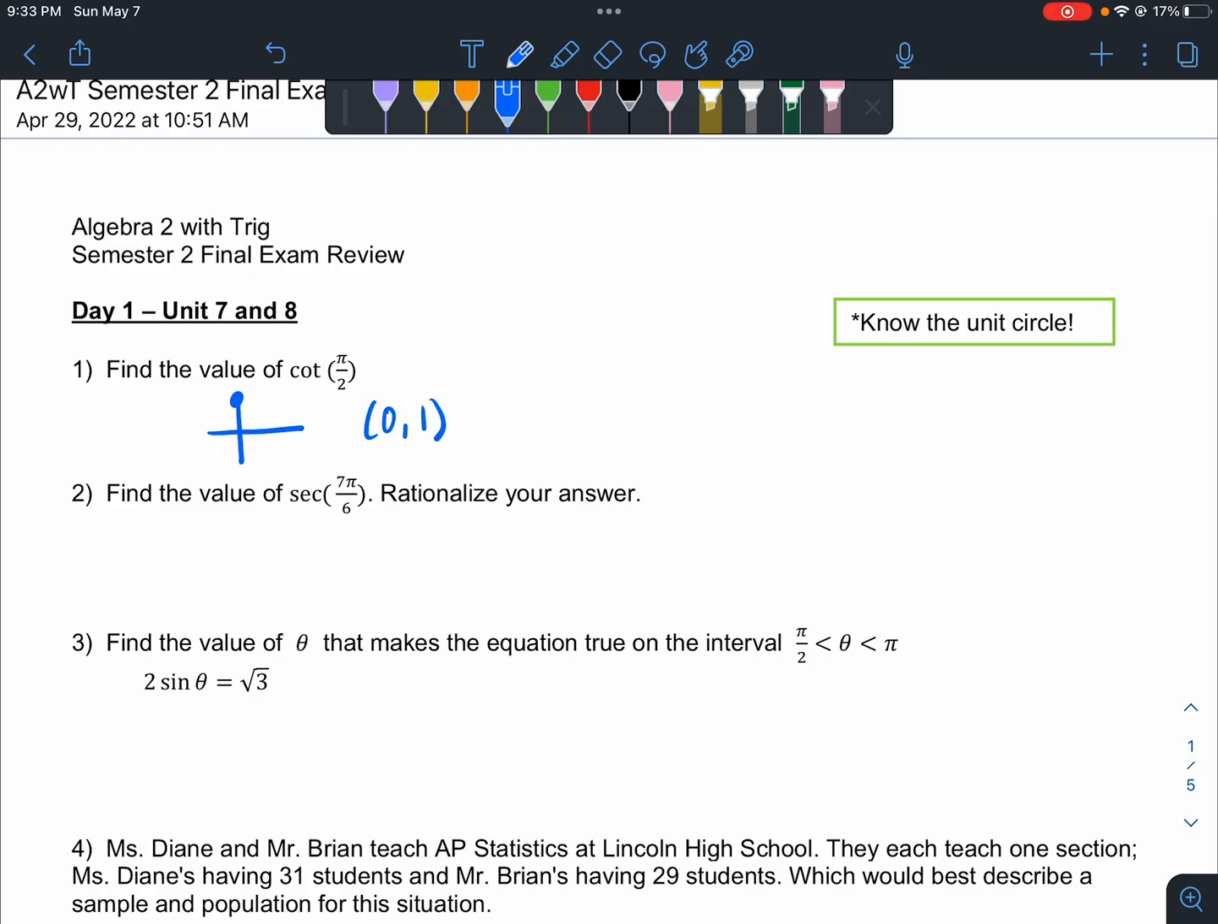What you do need to remember is cotangent is the reciprocal of tangent. So that is x over y. So I do 0 over 1, which when I simplify gets me 0. Now you need to know also when it is undefined. So undefined would be if it's 1 over 0.